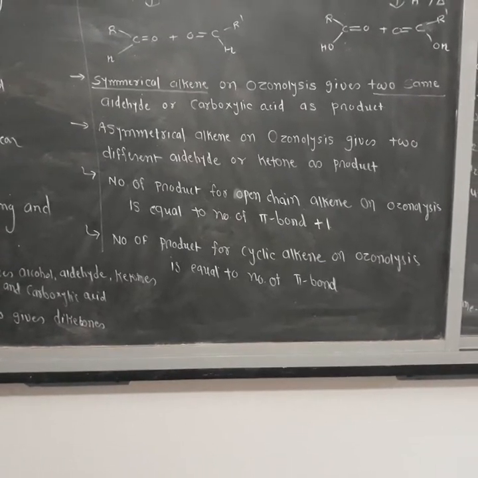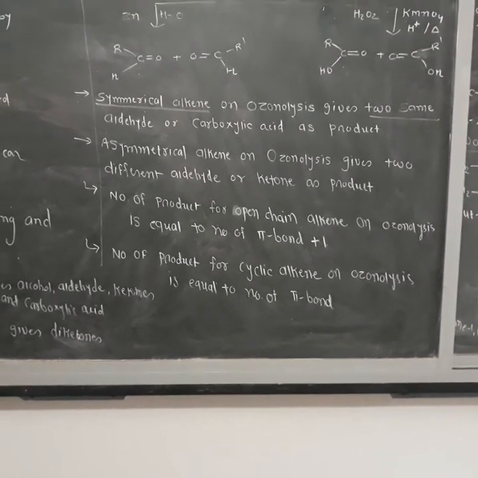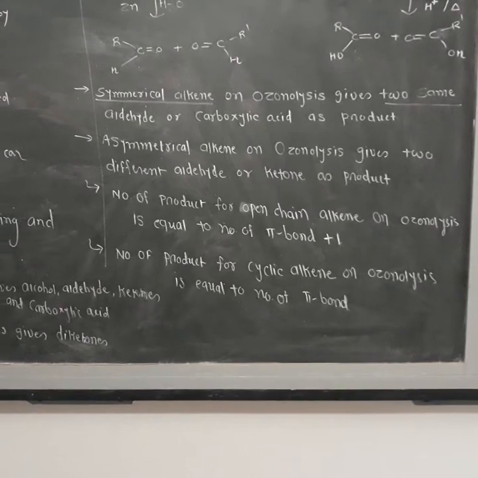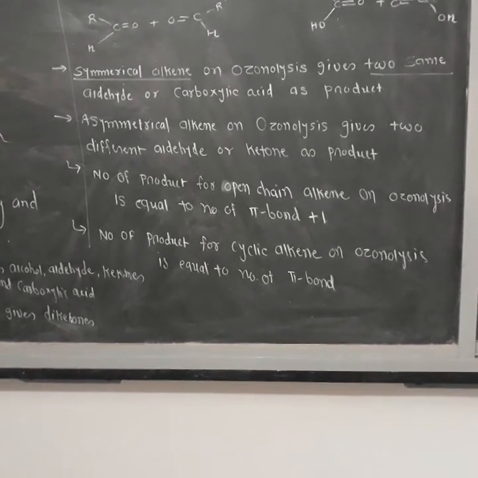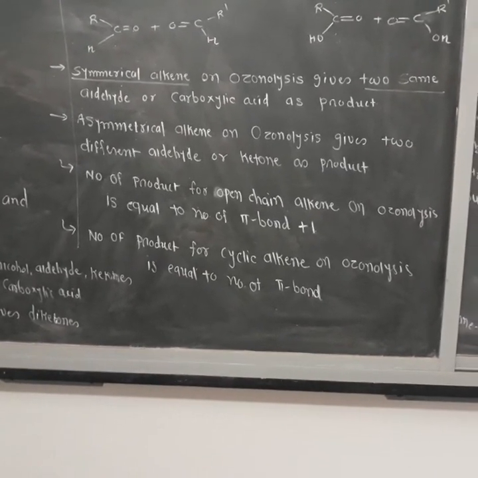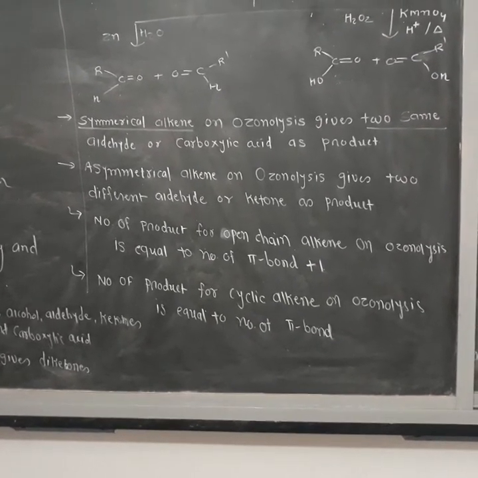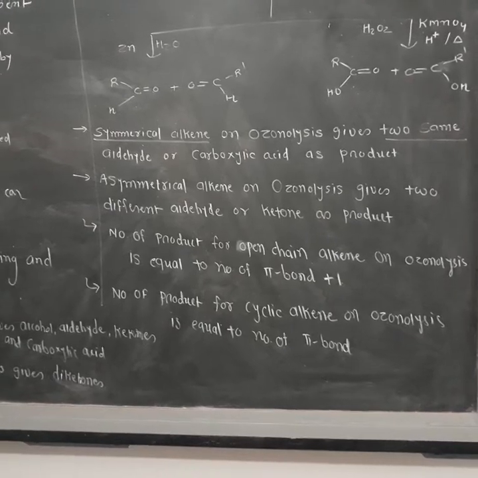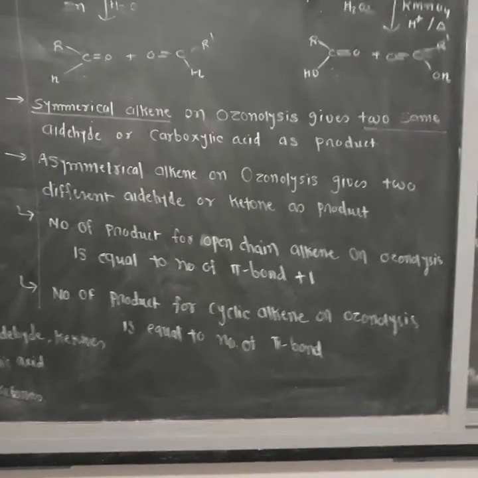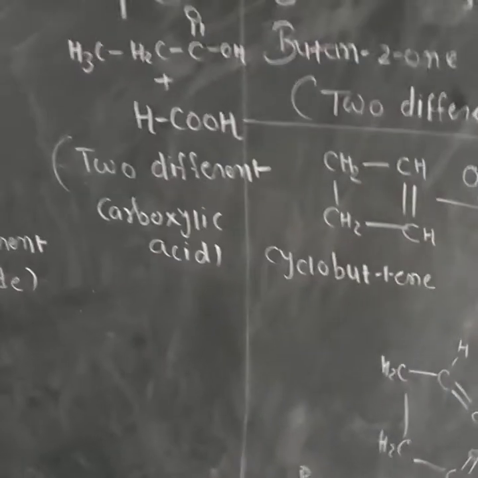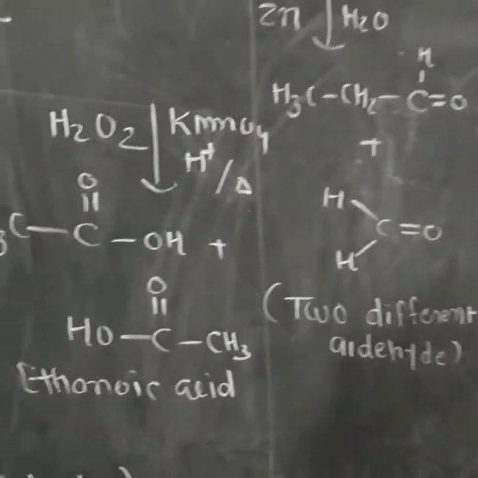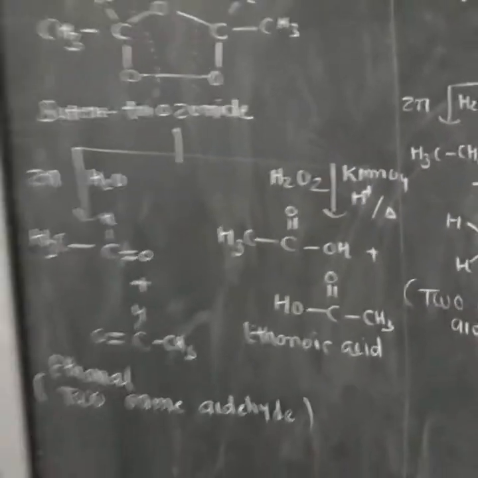Now, in case of cyclic alkene, on ozonolysis the number of products is equal to the number of pi bonds. Suppose only 1 pi bond, then it gives only 1 product. 2 pi bonds, then it will give 2 products. 3 pi bonds, then it may give 3 products. Yes, dear students, you have to remember that the number of products is equal to the number of pi bonds. Now, let us study one by one in detail.